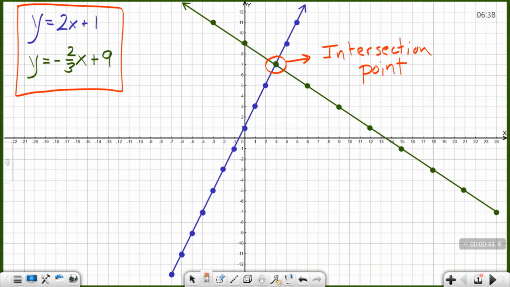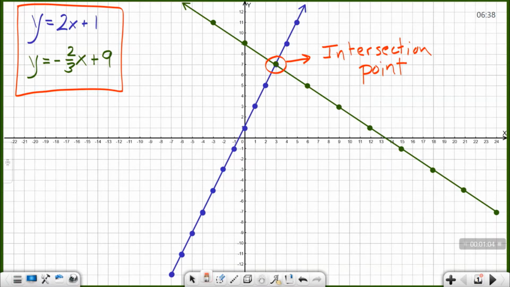And remember that any point on the line is a solution to the equation. So any point on this blue line is a solution to the equation y equals 2x plus 1. Any point on the green line is a solution to the equation y equals negative 2/3 x plus 9. And when we're looking for a common solution, there's only one point that is on both lines.